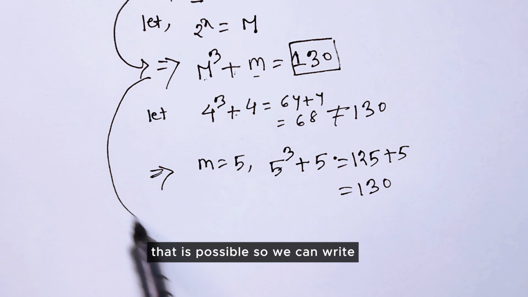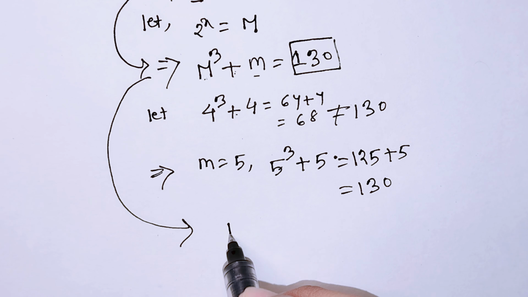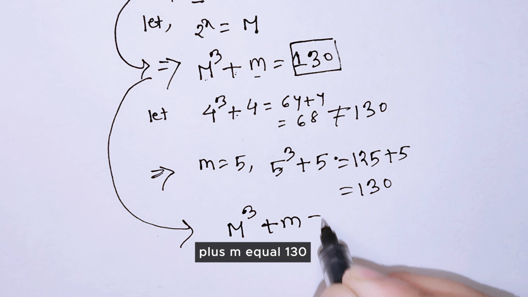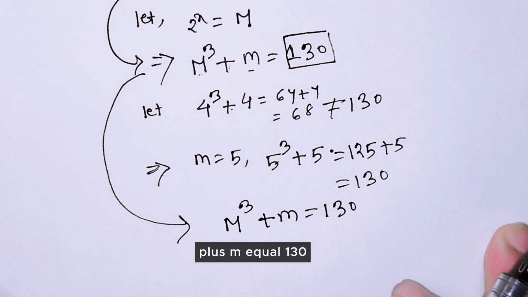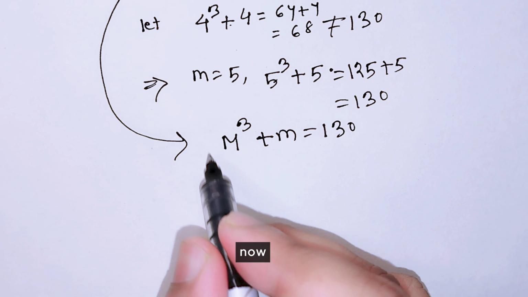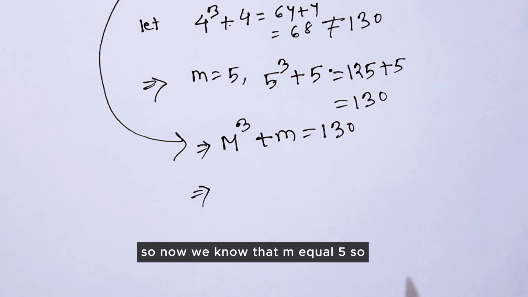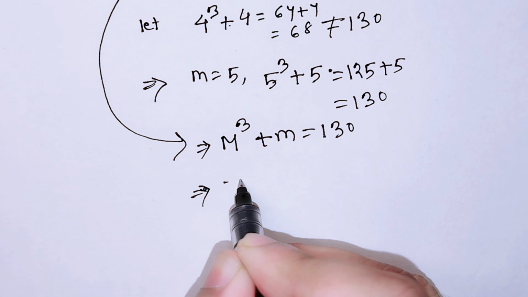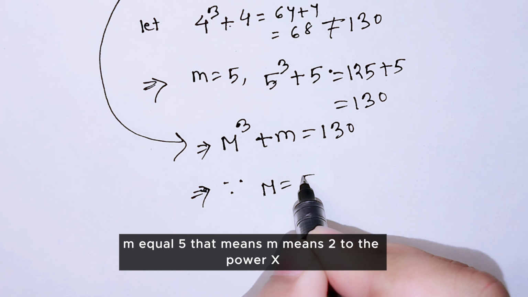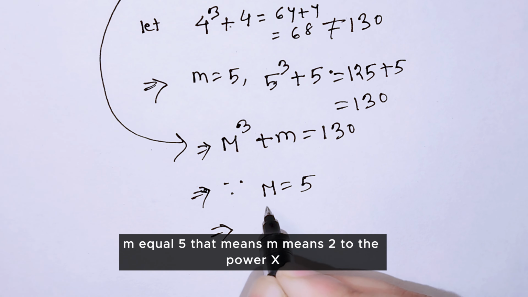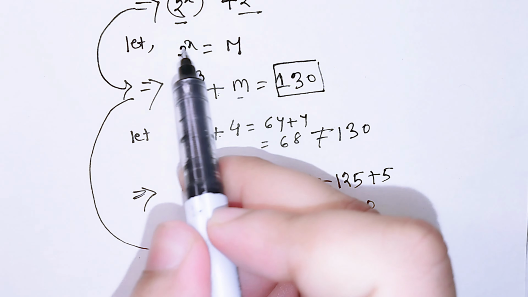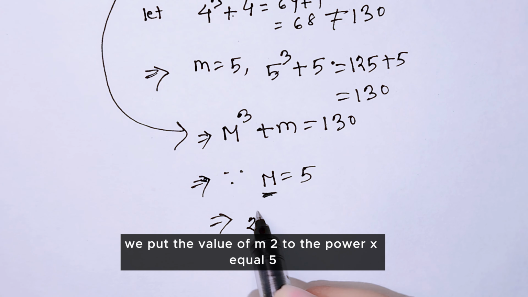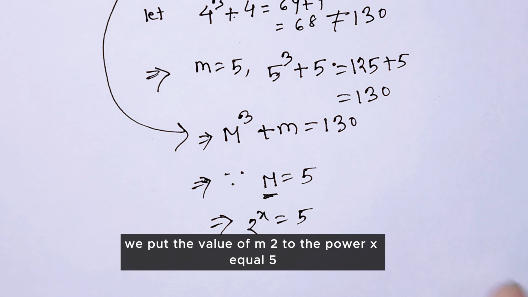That is possible. So we can write m cube plus m equal 130. Now we know that m equal 5. That means m, which is 2 to the power x. We put the value of m: 2 to the power x equal 5.